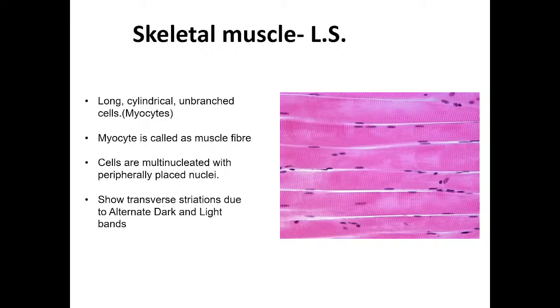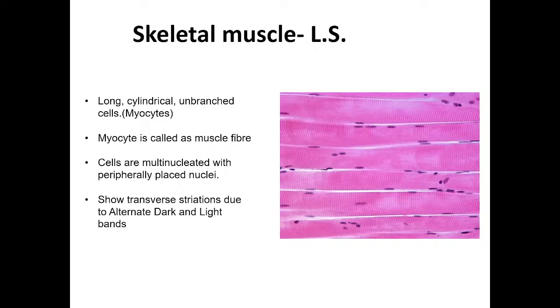Now, if we take a small part of the skeletal muscle, take sections of it and observe it under the microscope, we can do it two ways. We can take a longitudinal section and study it, and we can take a transverse section and study it. This picture is the longitudinal section of a skeletal muscle. This is one muscle fiber, this is another muscle fiber. These muscle fibers or myocytes are running parallel to each other.